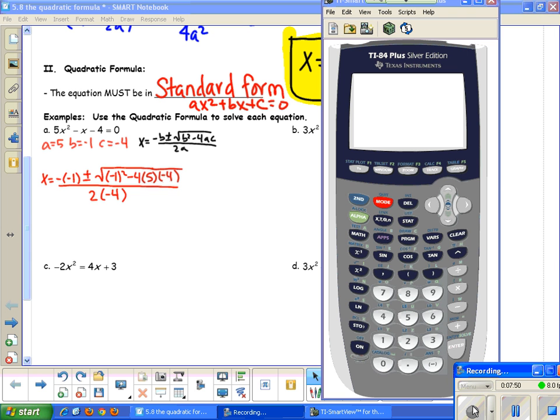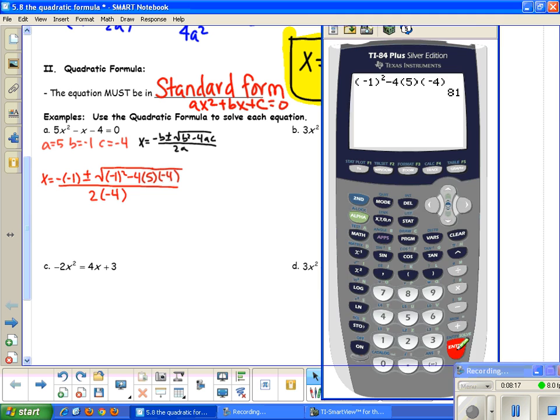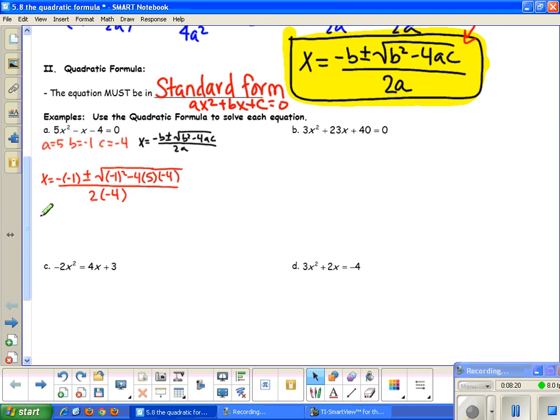Okay, so this is how I would plug it into my calculator. I'm going to do what's underneath the radical first. So we have, and I do it without the root, and then I put the root back in. So (-1) squared minus 4 times 5 times -4, enter, and I get 81. So then that means over here I'm going to write x. So x is equal to 1, because -1 becomes +1, plus or minus the square root of 81, all over 2 times 5, which gives me 10.